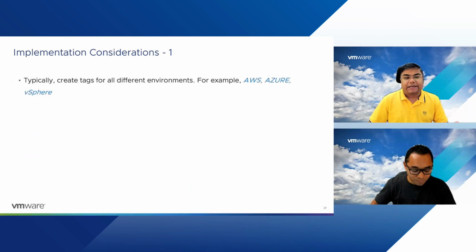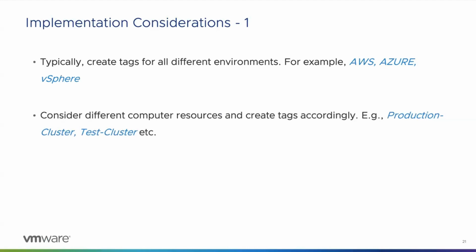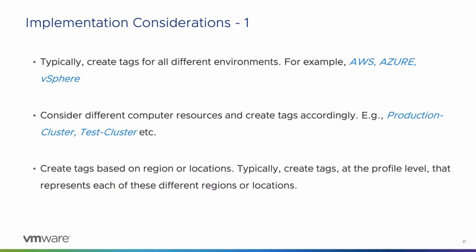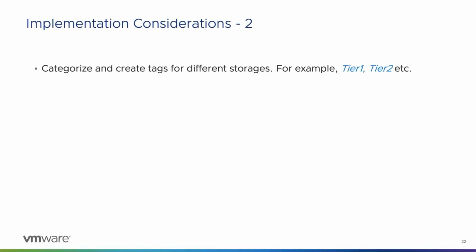First of all, create tags for all different environments. If you have multiple environments like AWS, Azure, vSphere, create tags for all of them. Now consider different compute resources and create tags accordingly, for example your production cluster, test cluster, all of those. Segregate all of them and then create tags based on regions or locations. For example, your location is Australia. Within Australia, you have Sydney data center and Melbourne data center. Within India, I have Delhi and Pune data centers. Segregate those as well.